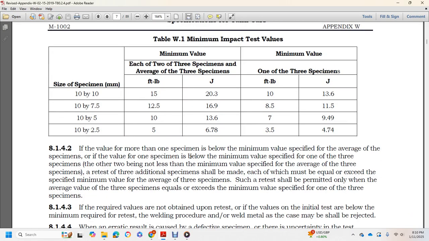If the value of more than one specimen is below the minimum value specified for the average of the 3 specimens, or the value of one specimen is below the minimum value specified for one of the 3 specimens, the other 2 being not less than the minimum value specified for the average of the 3 specimens, a retest shall be made. 3 additional specimens shall be made, each of which must be equal to or exceed the specified minimum value for the average of the 3 specimens. Such a retest shall be permitted only where the average value of the three specimens exceeds the minimum value specified for one of the three specimens.